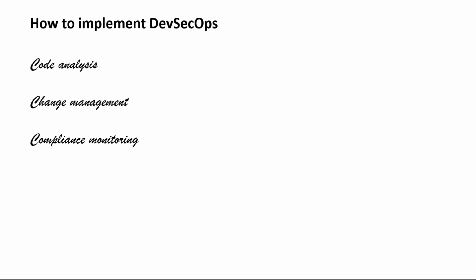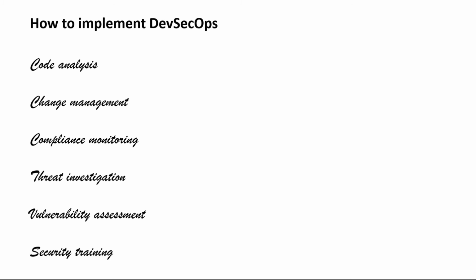4. Threat investigation. Potential emerging threats with each code update are identified and responded quickly. 5. Vulnerability assessment. New vulnerabilities with code analysis are identified. Then analyze how quickly they are being responded to and patched. 6. Security training. Train software and IT engineers with guidelines for set routines.